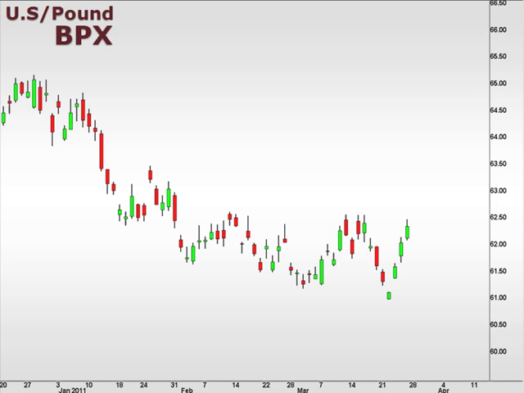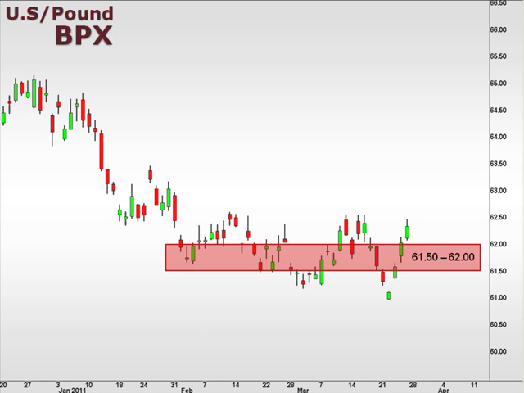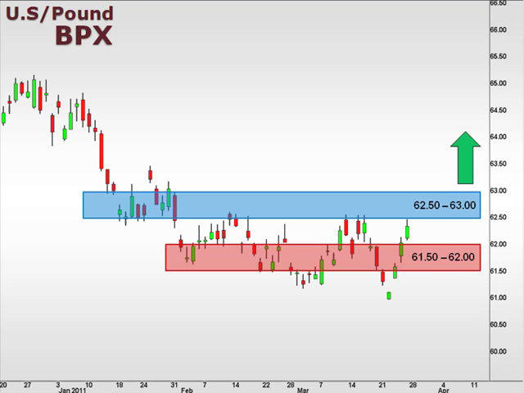Let's take a look at the US dollar versus the British pound as seen here in the ISE FX Options pair value BPX. The BPX continues to consolidate above our 61.5, 62 support level, and a break above 62.5 opens the window for a move higher.